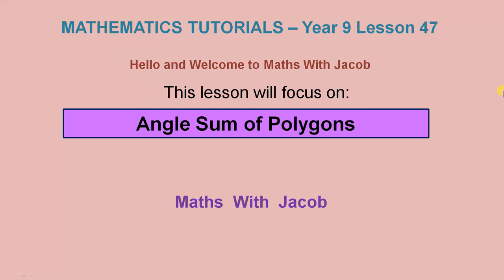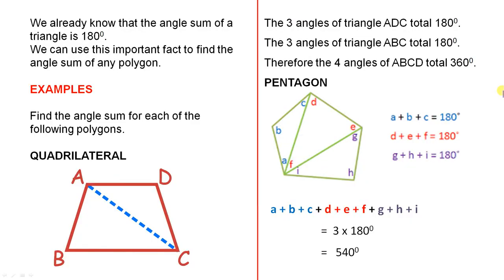This lesson will focus on angle sum of polygons. We already know that the angle sum of a triangle is 180 degrees. We can use this important fact to find the angle sum of any polygon. Let's look at some examples.